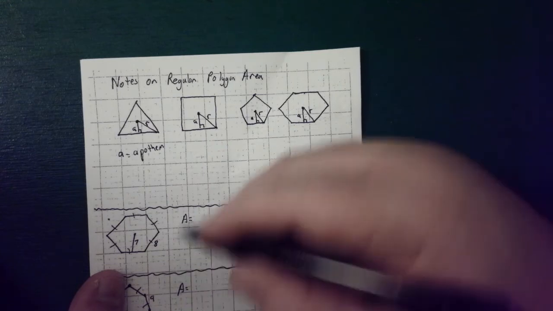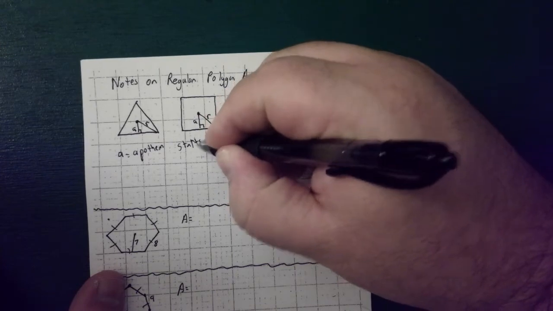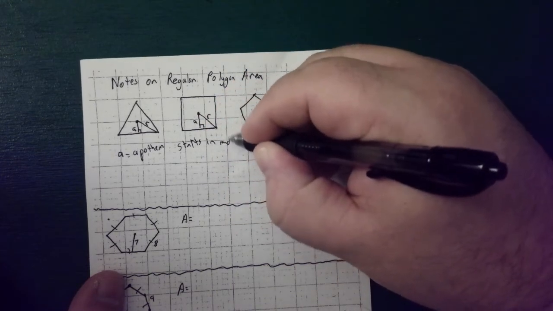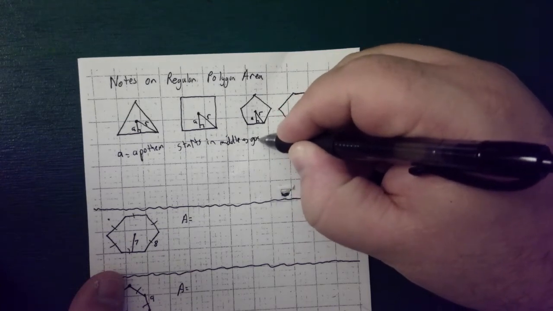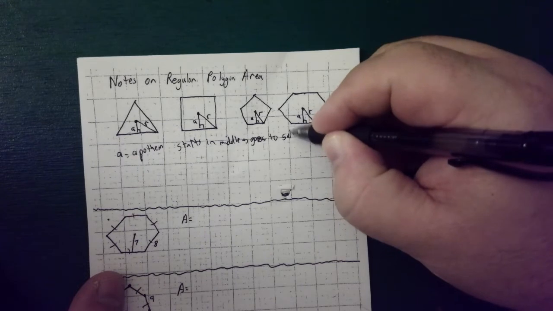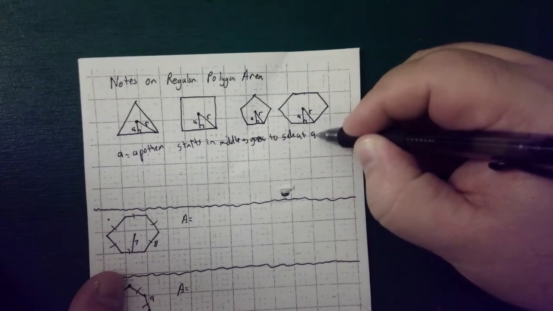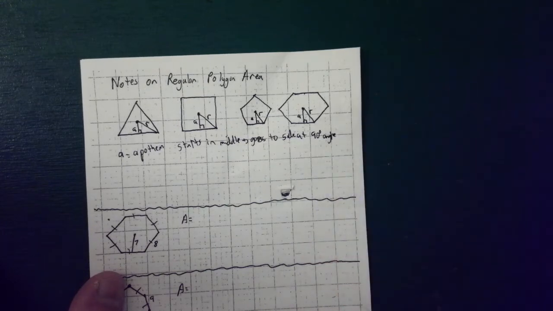So apothem starts in the middle and then goes, wow, misspelled that word, goes to the side at a 90-degree angle. Okay, that is the apothem.